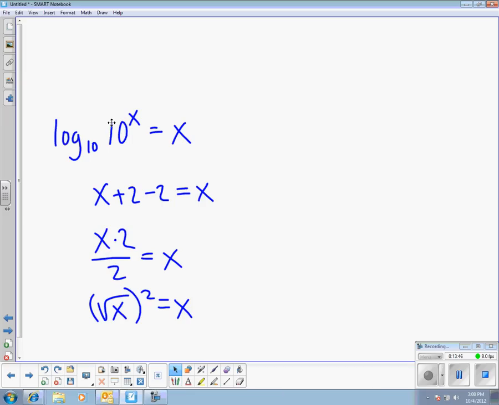Really concentrate on learning what these logs mean. All the way through pre-calc and calc, people always seem to have trouble interpreting what log means. It's just exponentiating backwards. So if you can get that down, you'll have a leg up on the competition.